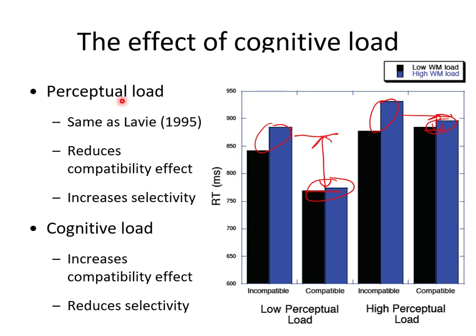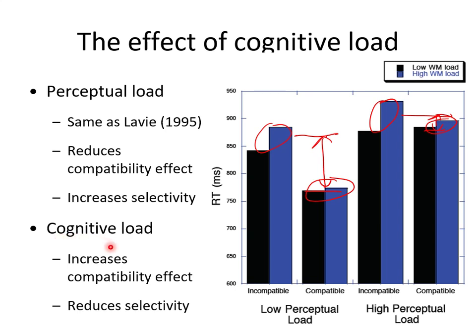Okay, therefore, for the perceptual load part, the result is the same as before. A higher perceptual load will reduce compatibility effect and increase selectivity. Okay, if we make a guess on why it was the case, then we say it's because when the perceptual load is high, the task is hard. Then you try to focus, then you avoid the distraction better.